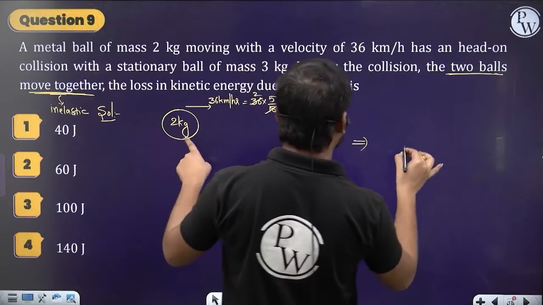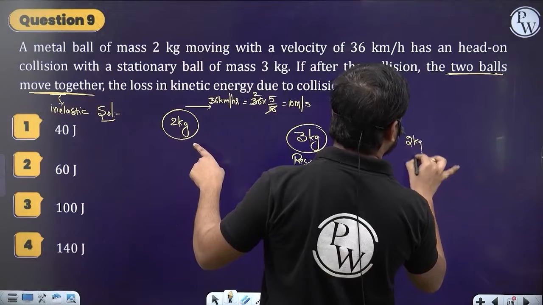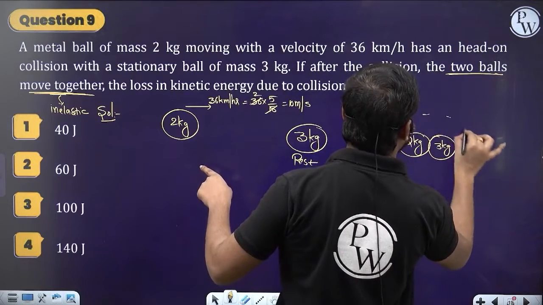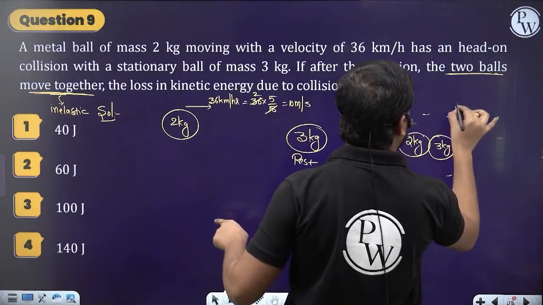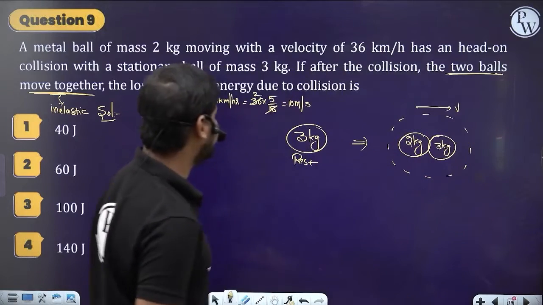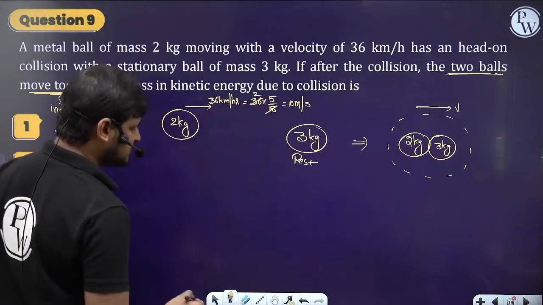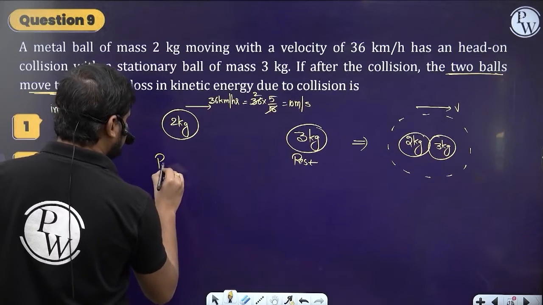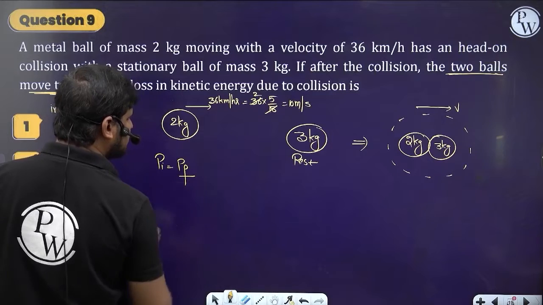First, with what velocity do they move together? So 2 kg and then 3 kg, they both combine, and they move with some common velocity v. So let's find that common velocity first. How do you find that common velocity? Initial momentum should be equal to final momentum in an inelastic collision.